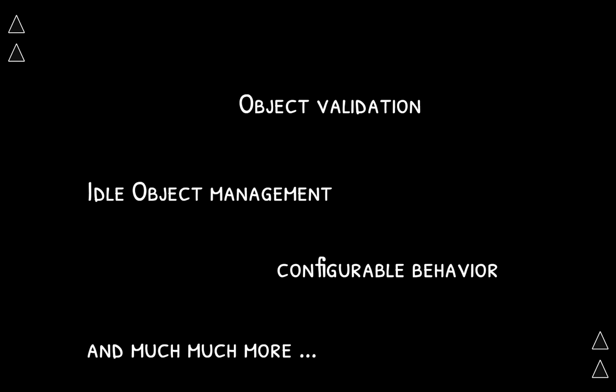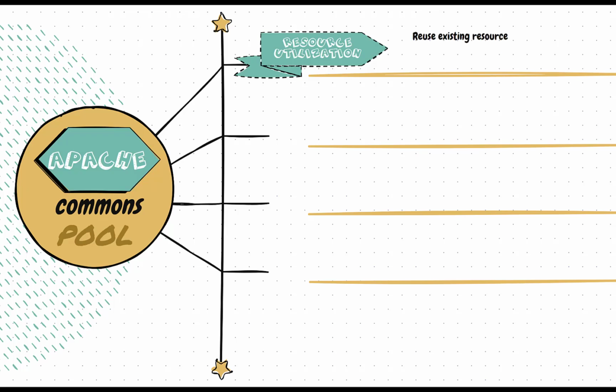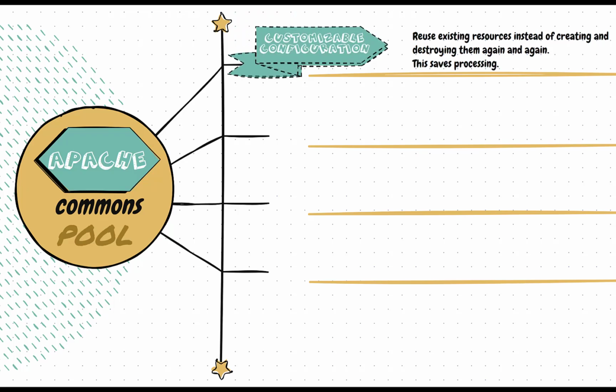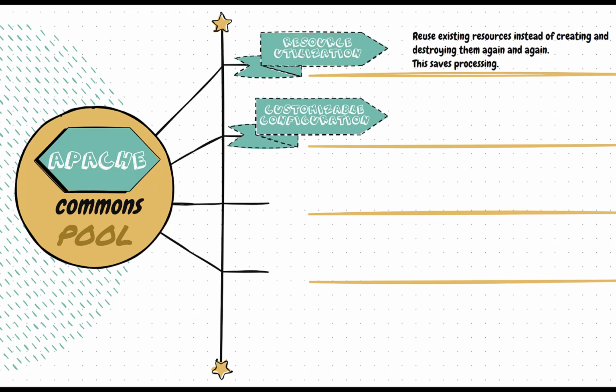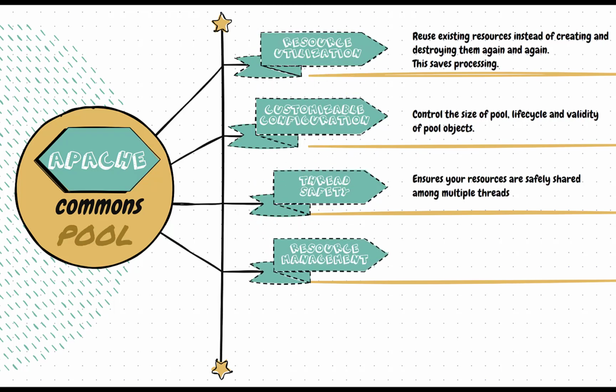Let's get started. Before we dive into the implementation, let's look at why Apache Commons Pool is essential for managing resources efficiently. It has many features that we will be covering. Reuse existing resources instead of creating and destroying them repeatedly, saving time and memory. You control how many resources are in the pool, how they are validated, and their life cycle. It ensures your resources are safely shared among multiple threads, reduces boilerplate code, and makes your application more maintainable.